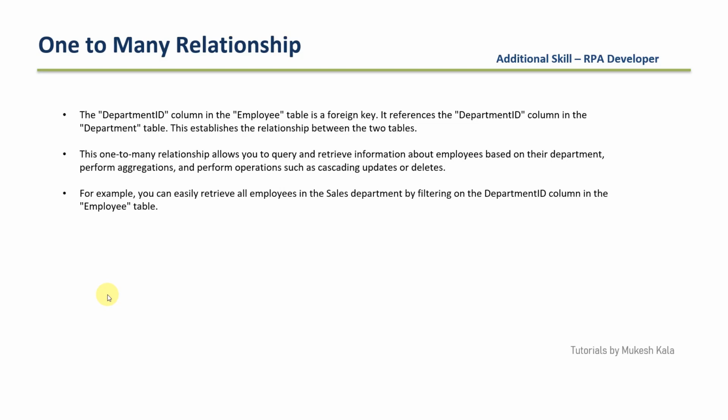So the one-to-many relationship allows you to query and retrieve the information. Not only this, you can perform aggregations also. We have explained aggregation in the previous videos. We can perform operations like updates and deletes. All of that is possible with the help of one-to-many relationships. Just to give an example, today I can retrieve all the employees who are working in the sales department by just filtering on the department ID column in the employee table, right? So it is a one-to-many relationship. All this is possible with the help of something called a foreign key constraint. Okay, so I hope this concept is also clear, and that completes the foreign key.